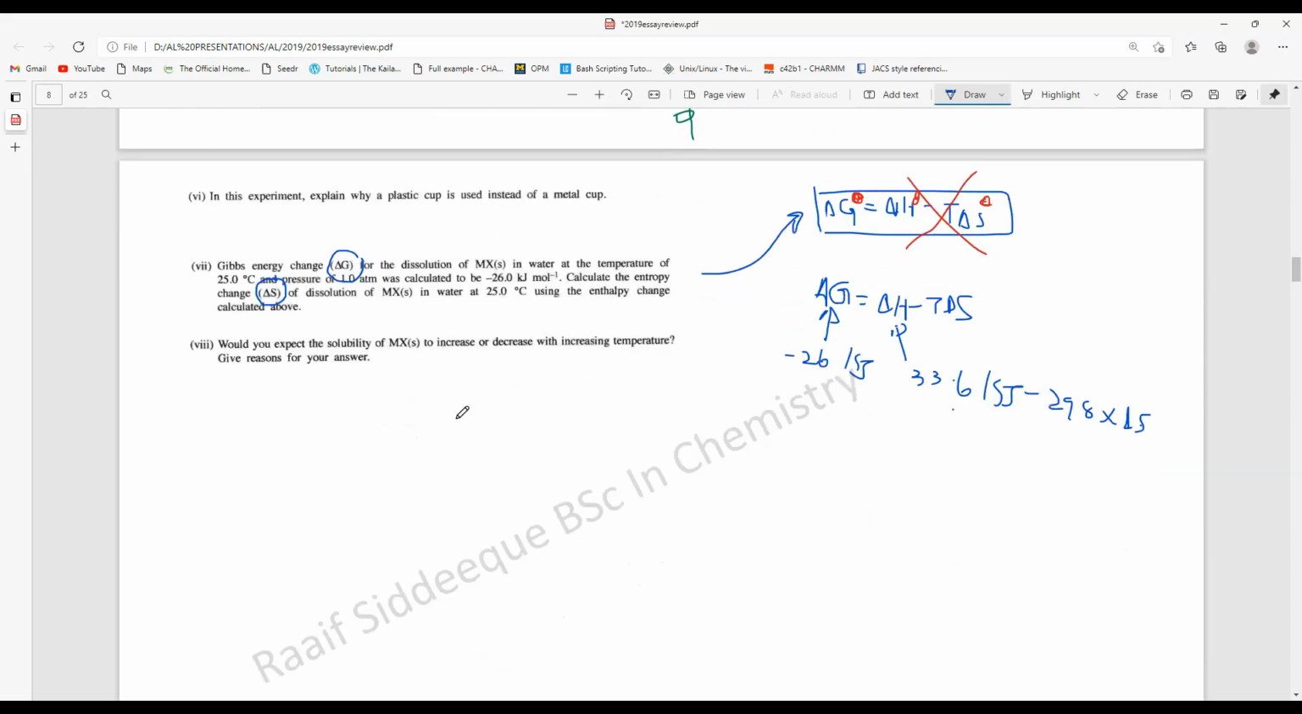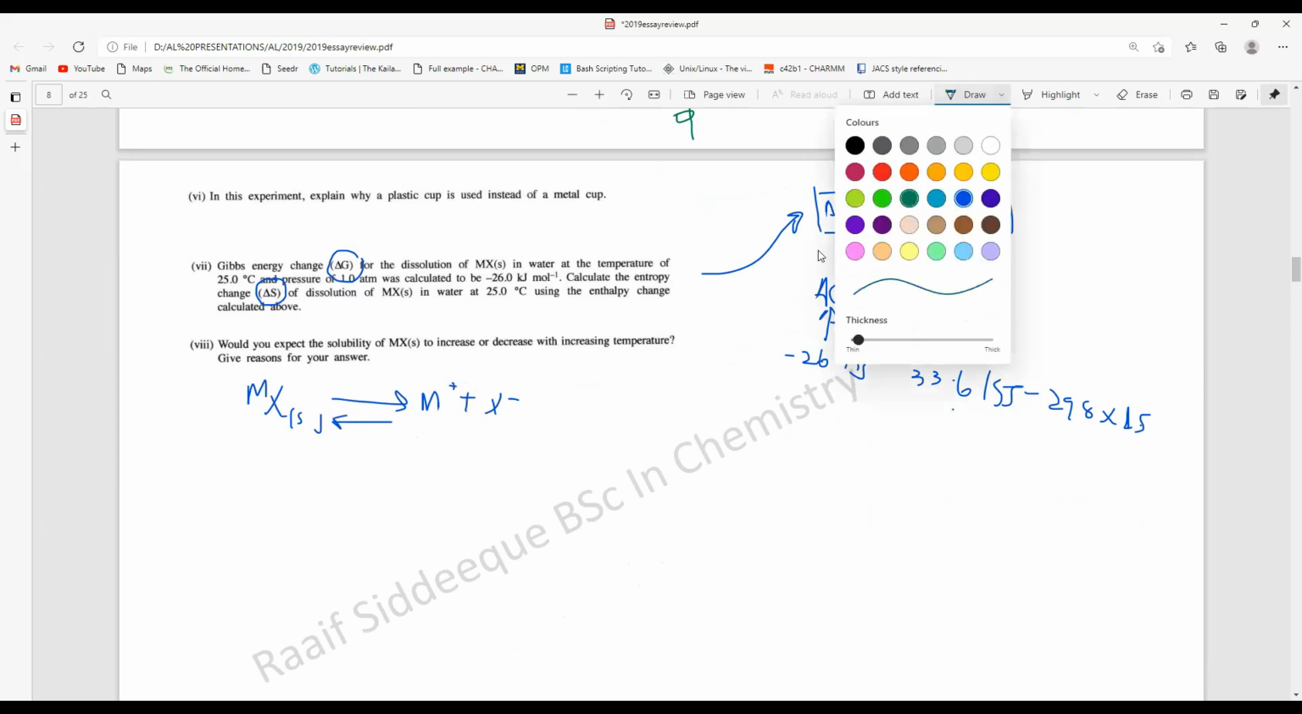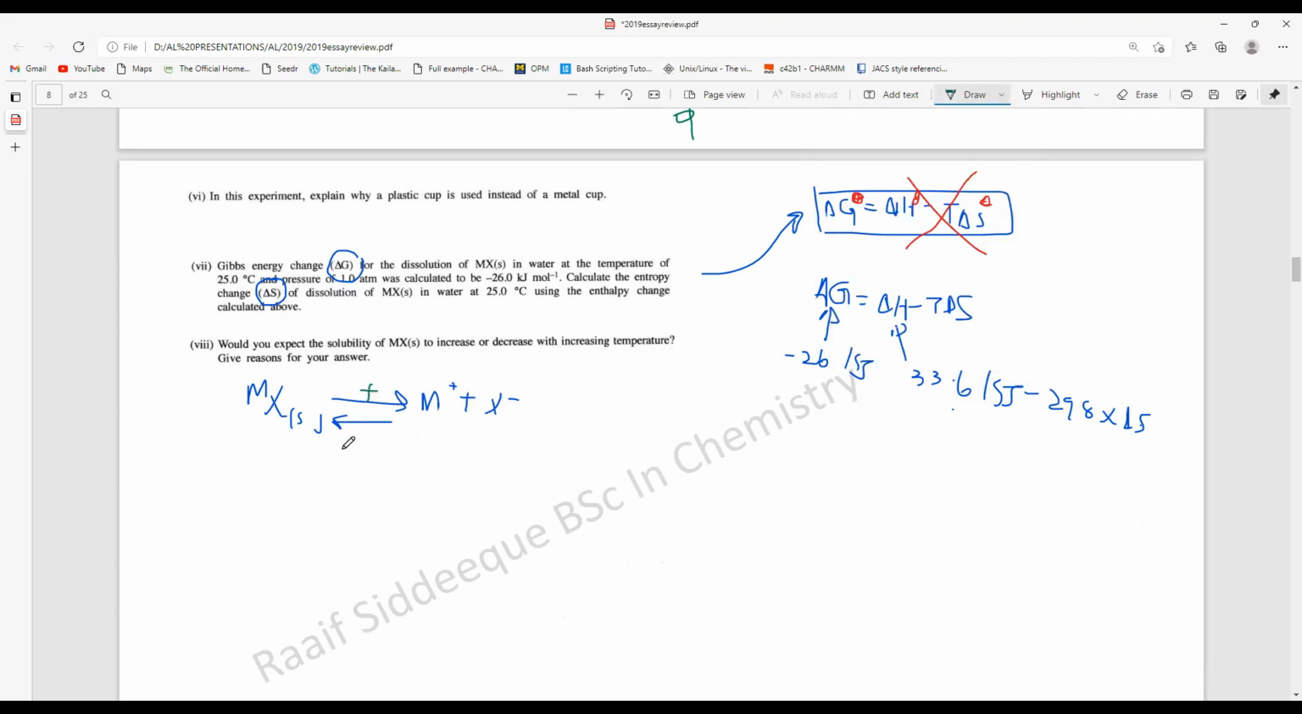Okay. Last question. Would you expect the solubility of MX to increase or decrease with increasing temperature? So here, this is MX solid. It would form M plus and X minus. If this is reversible, this forward process is endothermic, a cooling process. Backward is exothermic.